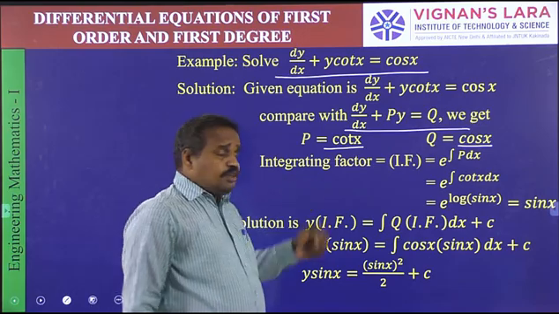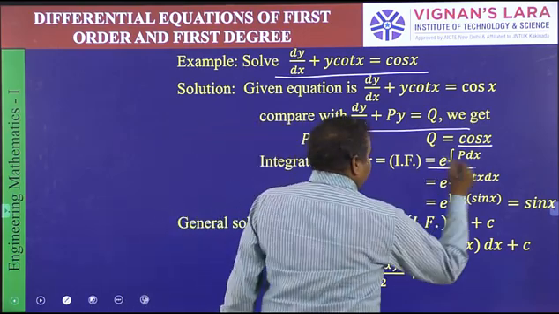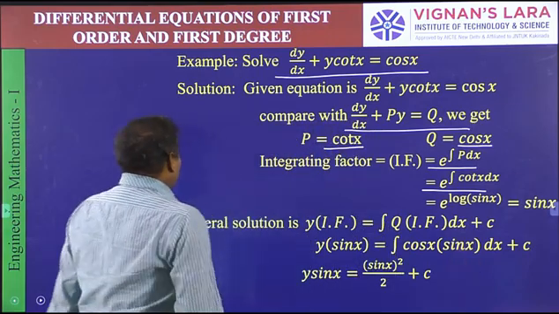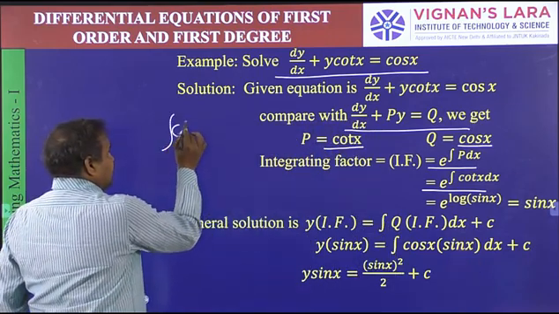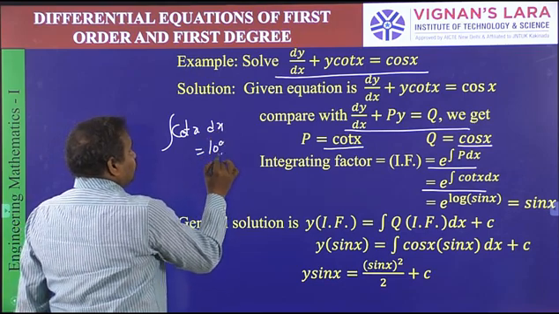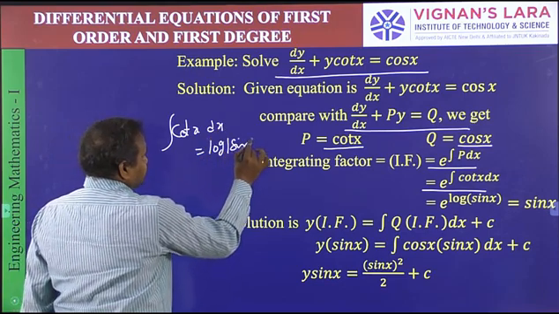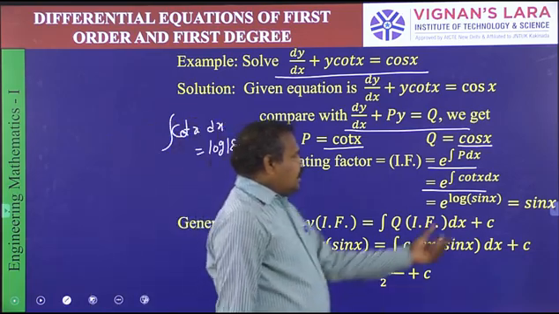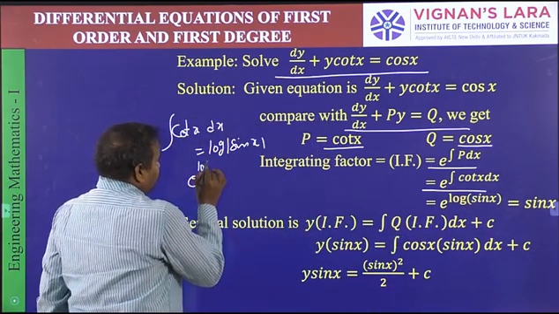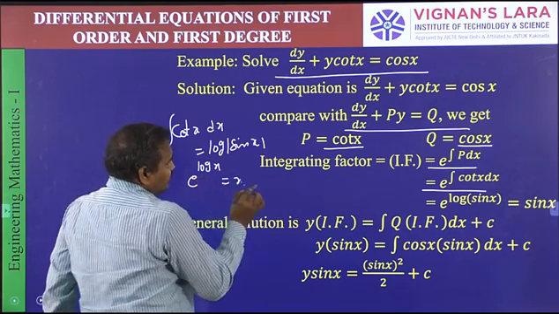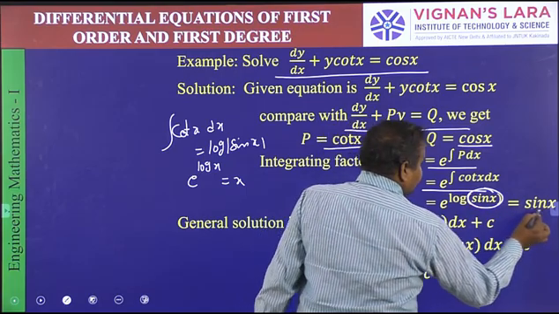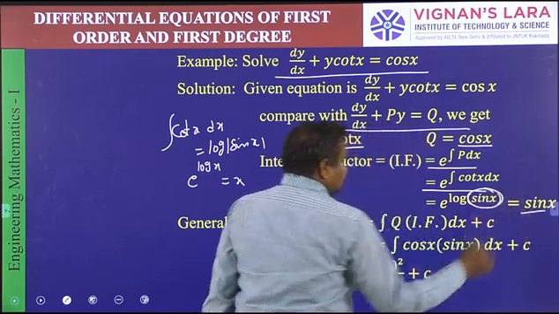Integrating factor. What is the formula of integrating factor? E power integral p dx. What is the value of p? Cot x. So we have a formula for integral cot x dx is equal log mod sin x. So use that formula, e power log mod sin x. So we know that e power log x value is x. Instead of x, here there is a value sin x. So it is sin x.